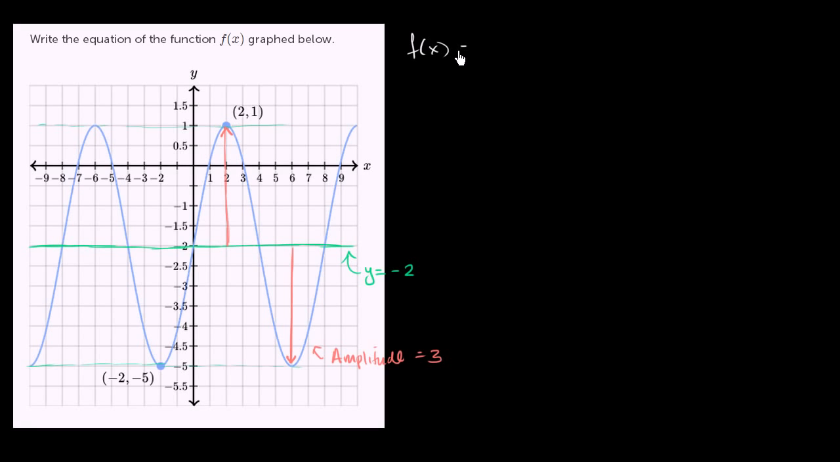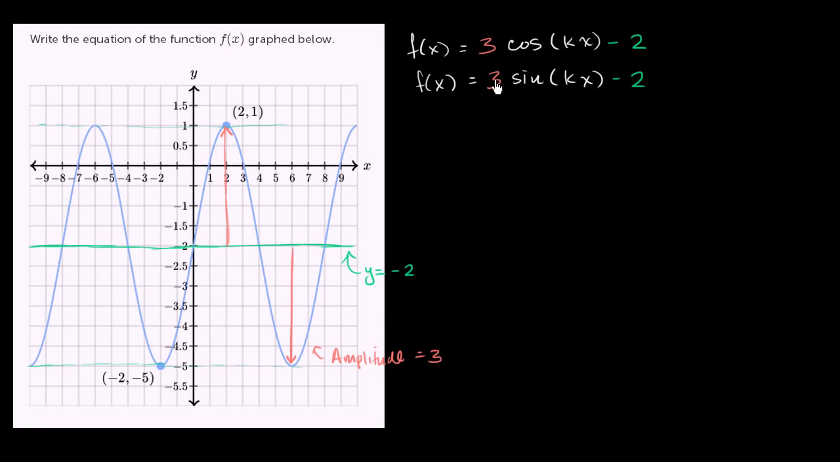So immediately we can say, well, look, this is going to have a form something like f of x is equal to the amplitude 3. We haven't figured out yet whether this is going to be a cosine function or a sine function, so I'll write cosine first: 3 cosine of some coefficient times x, plus the midline. The midline we already figured out was negative 2. Or it could take the form f of x equals 3 sine of kx, plus the midline, negative 2. So how do we figure out which of these it is?